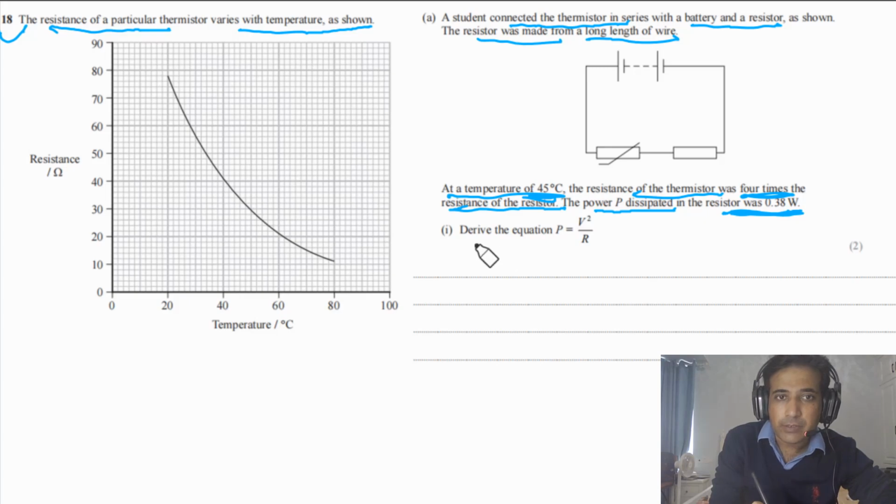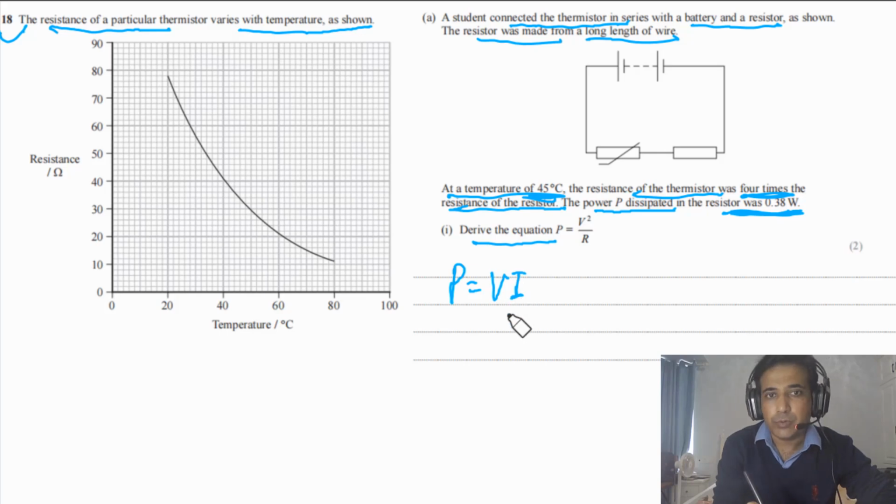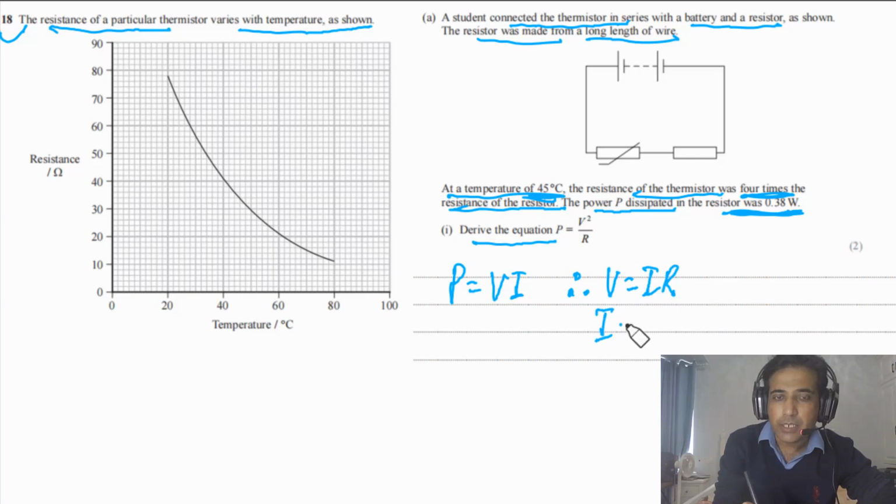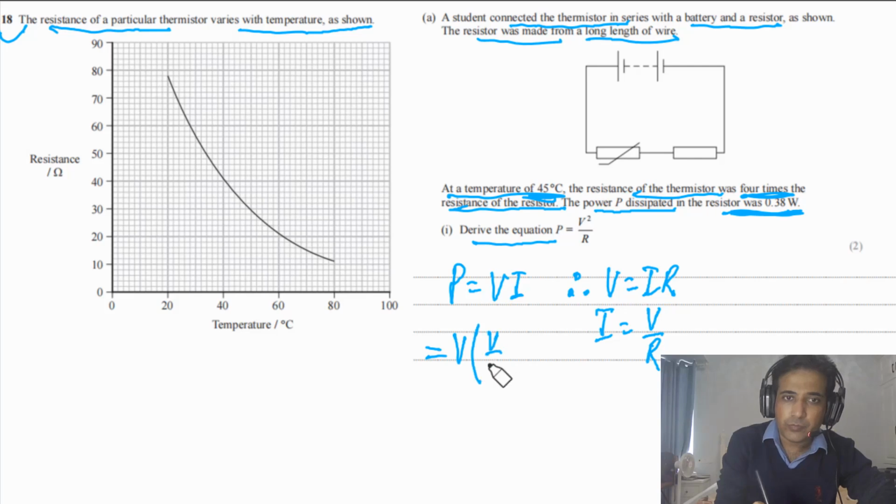For part A1, derive the equation P equals V squared by R. So we can simply start with P equals VI. But we don't need I, and from Ohm's law we understand V equals I times R. So from here we can say I equals V divided by R. So we can plug in this value here: P equals V times V divided by R. Then if we simplify, we will get V squared divided by R.